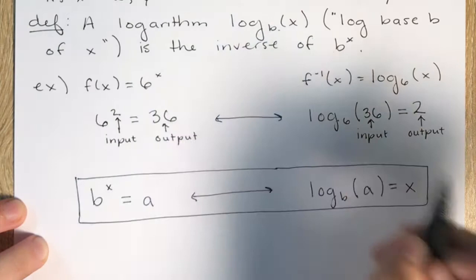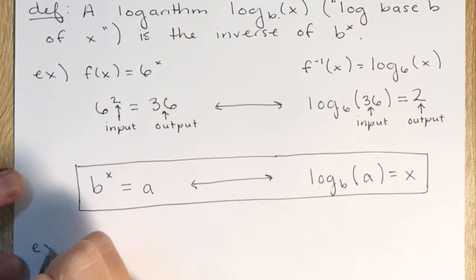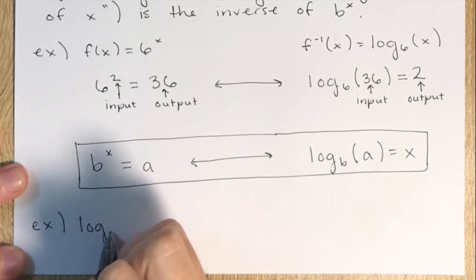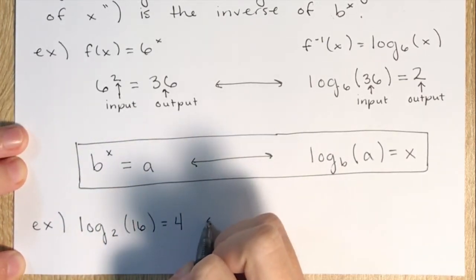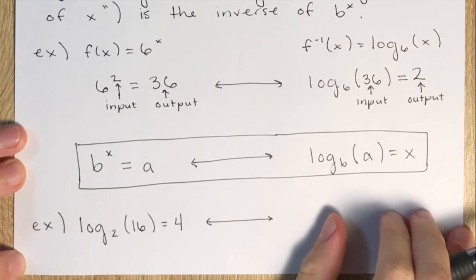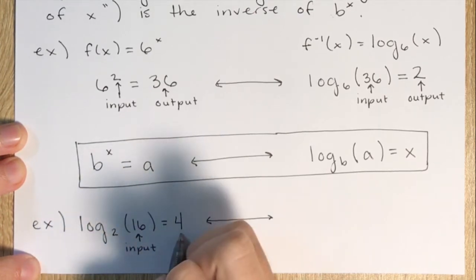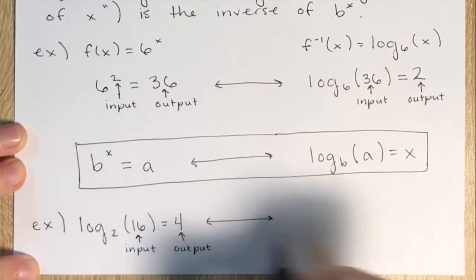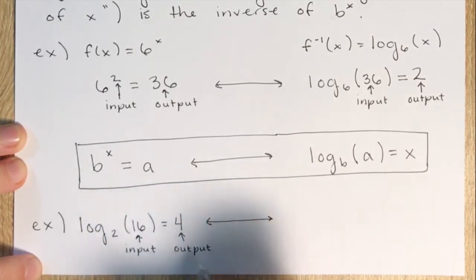In the same way that we swapped these, we're going to swap them in general in this way. So let's do another example really quickly. Let's say we're starting with log base 2 of 16 equals 4. We want to swap this to exponential form, right? It's in log form, so we want to swap it to exponential form. We have our input here, which is 16, and our output is 4.